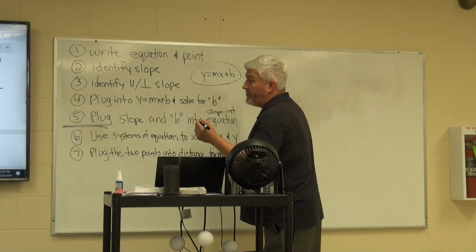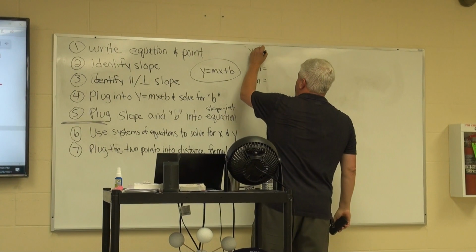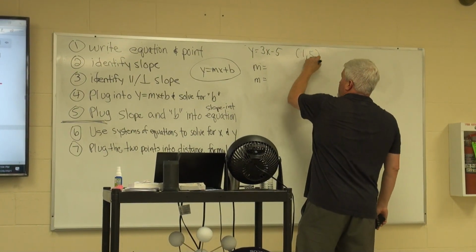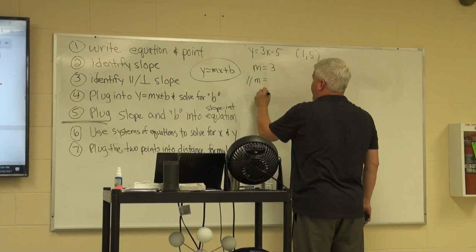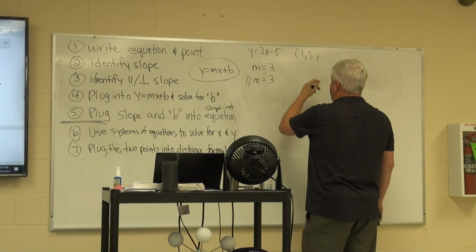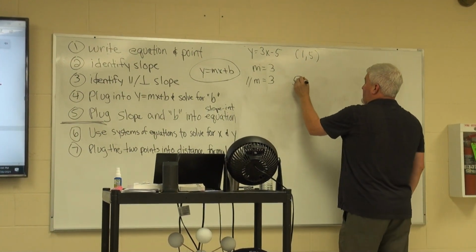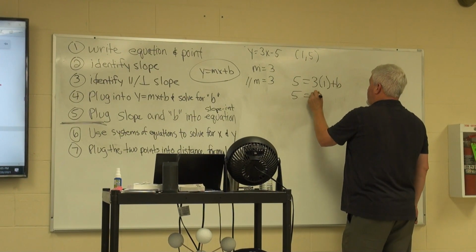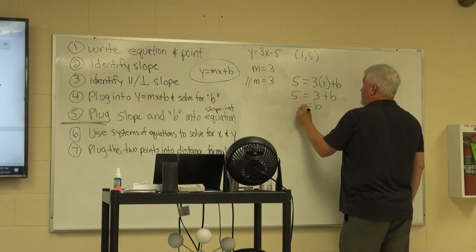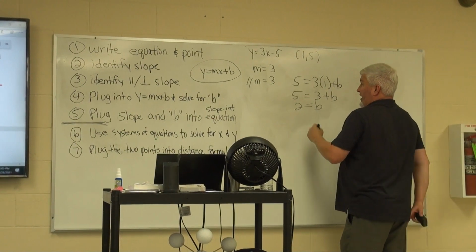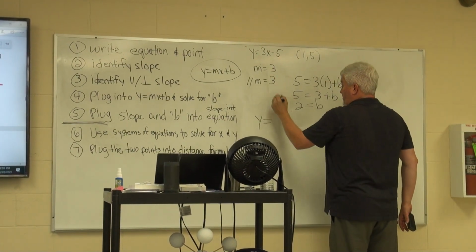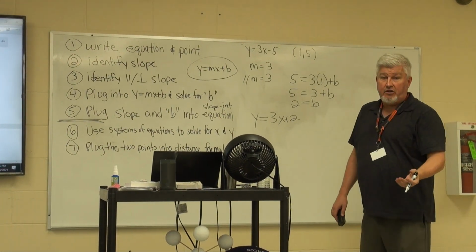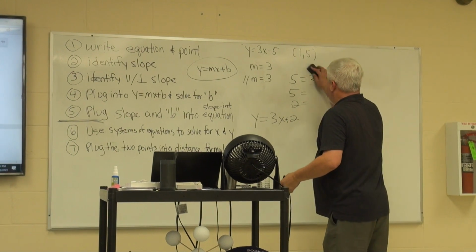All right. y equals 3x minus 5. The point is (1, 5), right? Yeah, (1, 5). Slope is 3. It's a parallel line, so it's the same slope of 3. Plug it in. y equals mx plus b. b equals 2. My equation then is y equals 3x plus 2. And that's it. That's your parallel line. Okay?